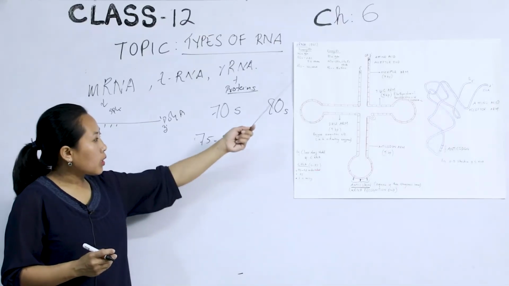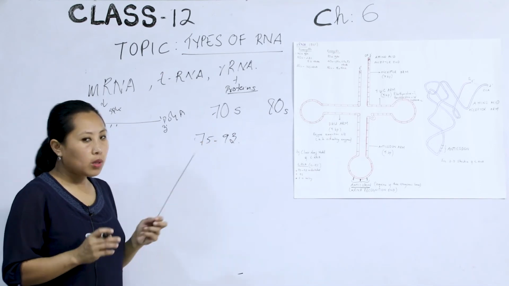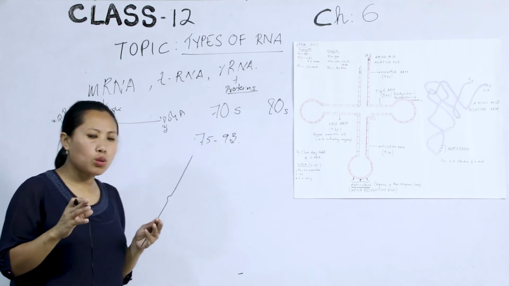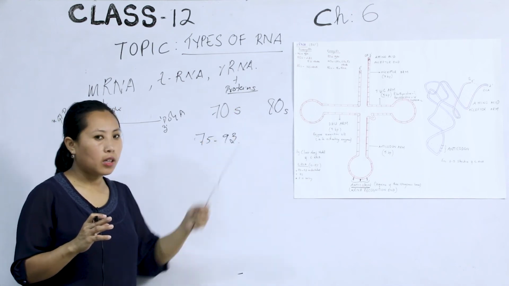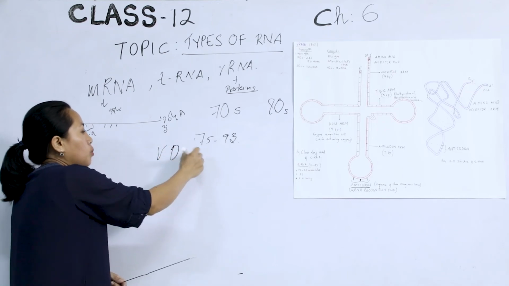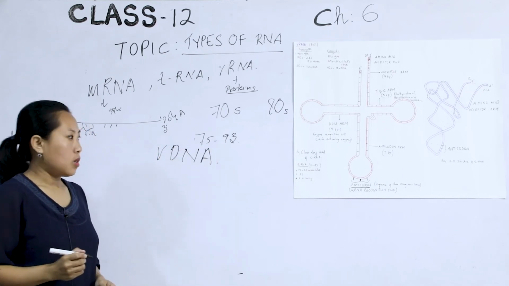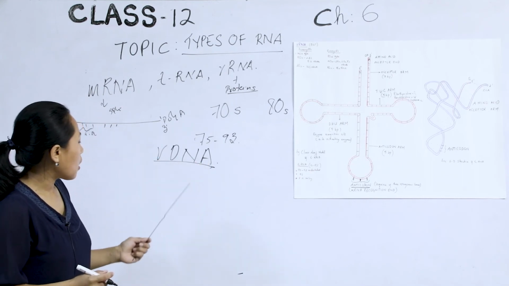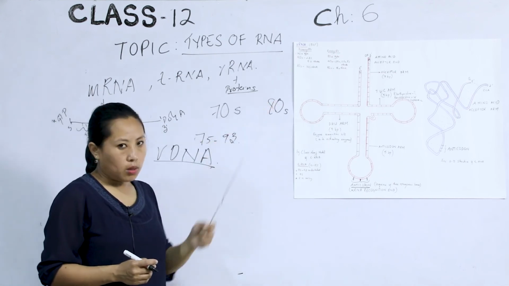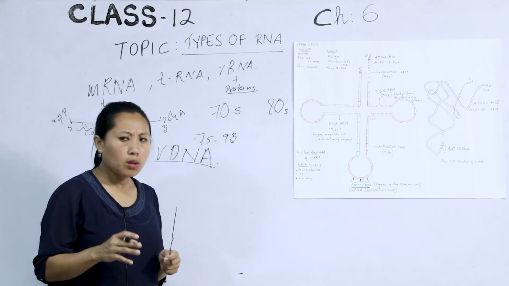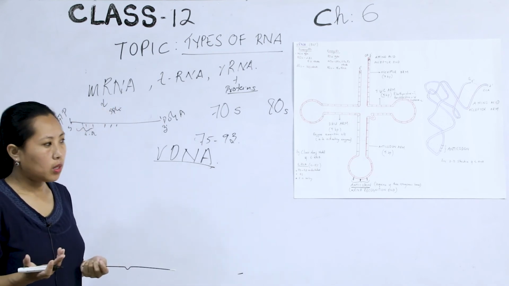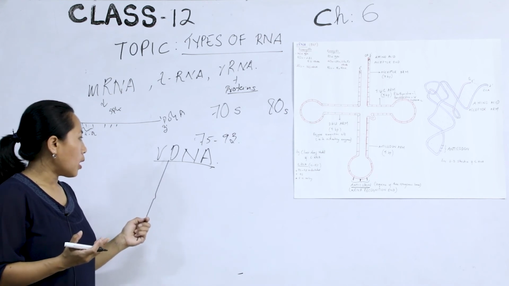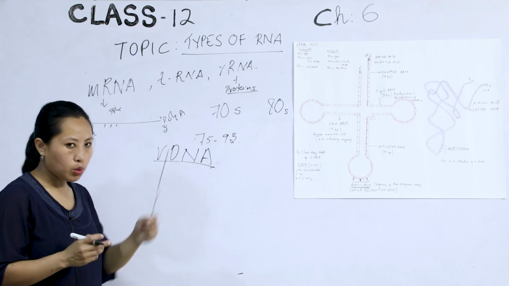Similarly to tRNA and messenger RNA, this ribosomal RNA is also transcribed from DNA, and that sequence of DNA which codes for ribosomal RNA is known as ribosomal DNA, or rDNA. The chromosome region which contains this rDNA is known as the nucleolar region. Ribosomal RNA constitutes about 80% of the total RNA content of the cell, while messenger RNA constitutes only about 5% of the RNA content of the cell.